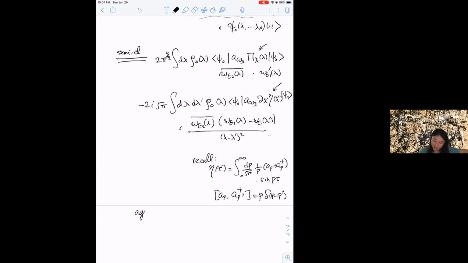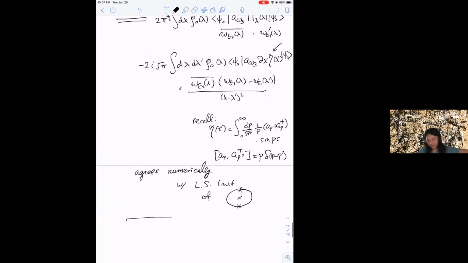And the result, once again, agrees by some miracle numerically with the long string limit of this open, closed, open amplitude. So this is just to explain how this computation is done on the matrix model. I cannot really show you the numerical details on the string theory side, but they turn out to agree to high numerical precision.